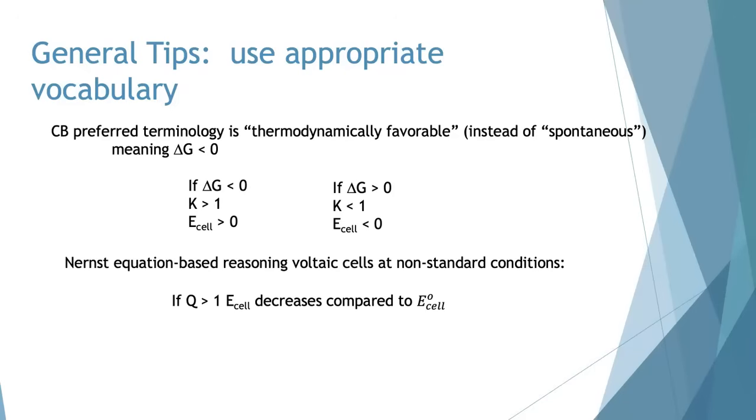For Nernst's equation-based reasoning for voltaic cells at non-standard conditions, we want to be able to relate the magnitude of Q and its effect on E cell. When Q is greater than 1, E cell is going to decrease compared to the standard cell potential. And when Q is less than 1, E cell will increase compared to the standard cell potential. So you want to be careful about these comparisons and state them correctly.